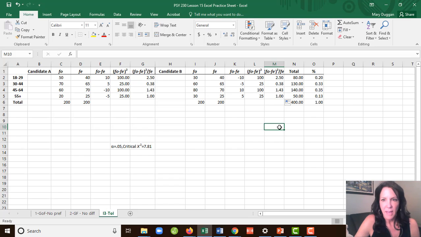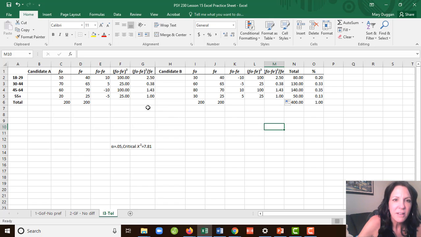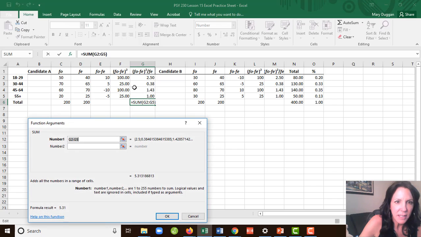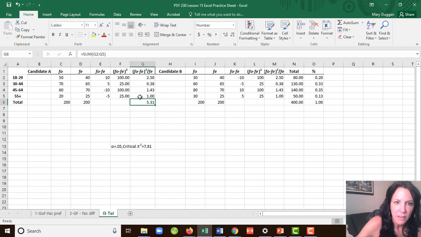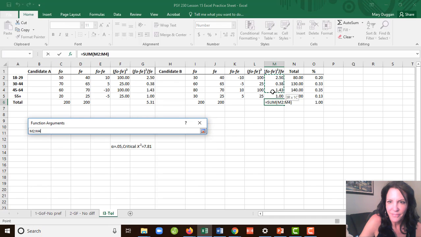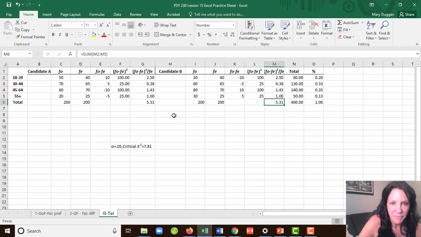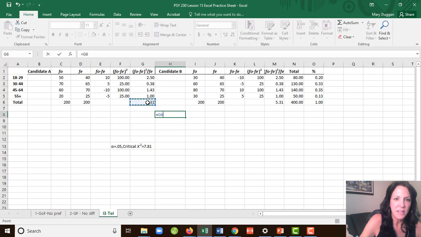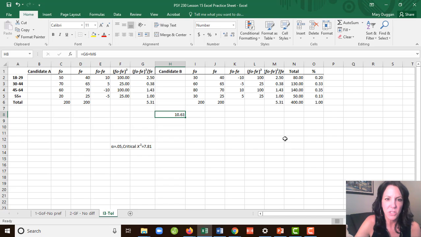All right. So our chi-square asks us to do something. It asks us to then sum up all of these and add them together. So let's do that. My sum of this is 5.31. And my sum of this is going to be the same, right? 5.31. So my chi-square statistic is this plus this. And I can end up with a chi-square in this case of 10.63.